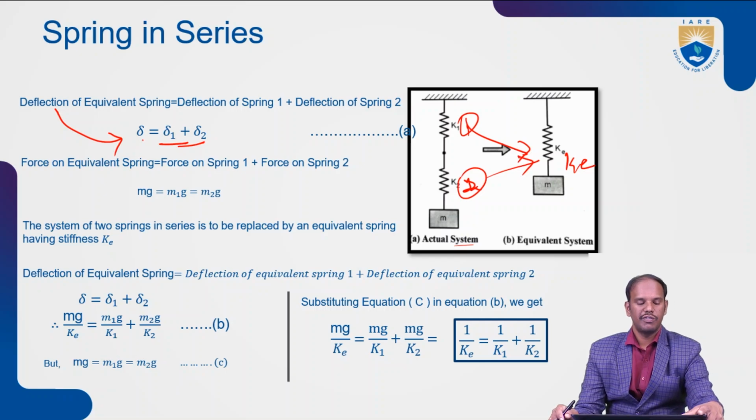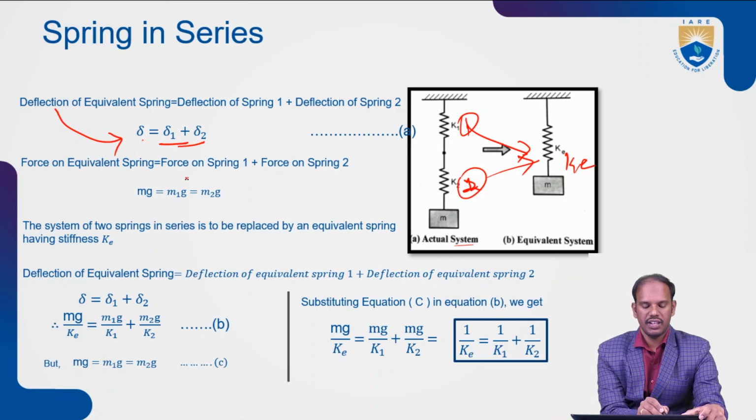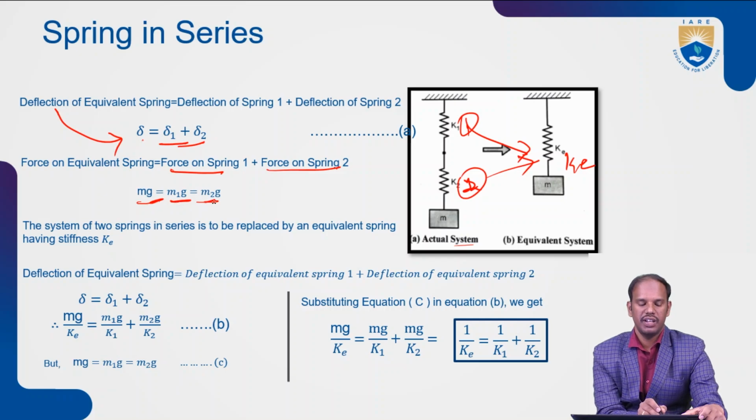So here, for the force in the equivalent spring, we can write that there is a spring force in 1 and a force on spring 2, which is nothing but mg, equal to mg1 and mg2.